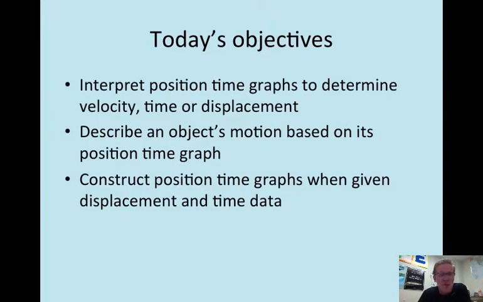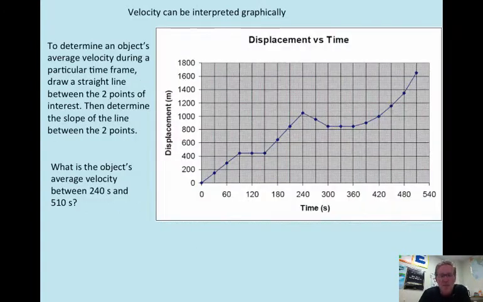Anyway, today's objectives: we're going to interpret position time graphs to determine velocity, time, or displacement. We also want to be able to describe an object's motion based on its position time graph. And then finally, we will be constructing position time graphs when given displacement and time data.